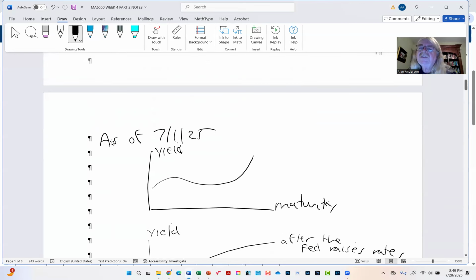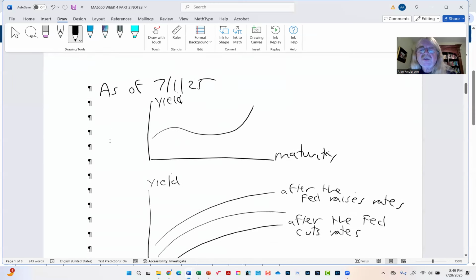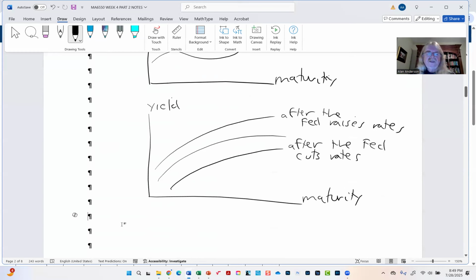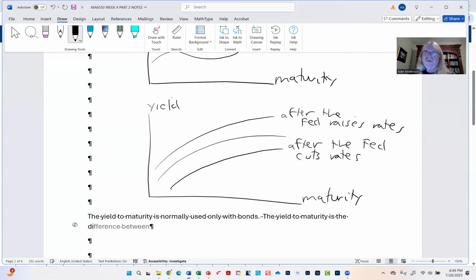Yield to maturity is really normally reserved for bonds. It's kind of awkward for a lot of other purposes. It's normally used only with bonds. The yield to maturity is the discount rate used to determine the price of the bond.